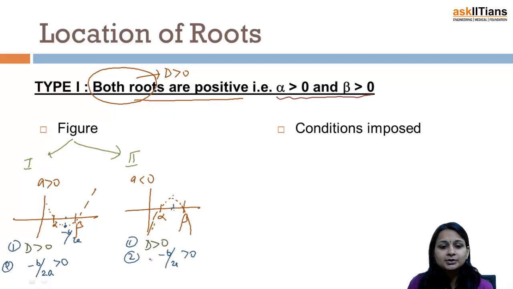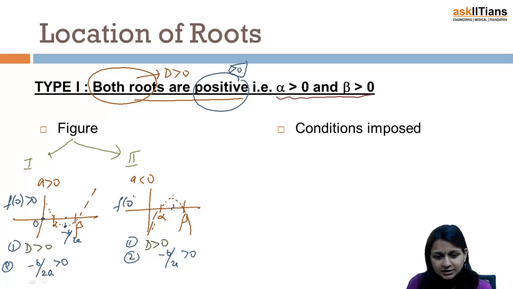And finally, we talk about f(k) sign. So, here you can see, what is the reference given? That both roots are positive. Positive means greater than 0. That means the origin is the reference, 0 is the reference here. So, I will talk about f(0). In the first case, you can see that f(0) is positive, and here you can see that f(0) is negative.